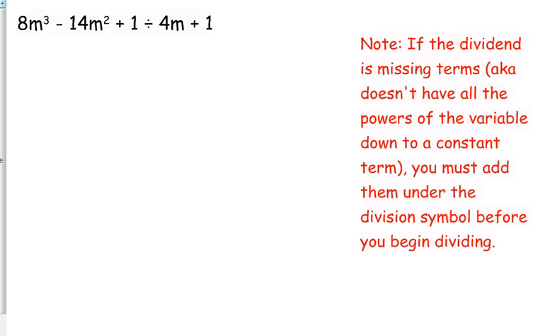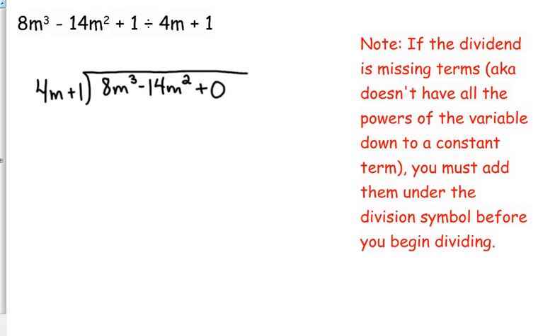All right, let's divide 8m cubed minus 14m squared plus 1. We're going to divide that by 4m plus 1. Now, here's an example of our dividend missing a term. In this case, it's missing the m. So I'm going to put a 0m there to hold its place. Now, if you don't put that, is it the end of the world? No, but chances are things will kind of get a little jumbled at some point in time. So it is important that you put it there just to help prevent errors.